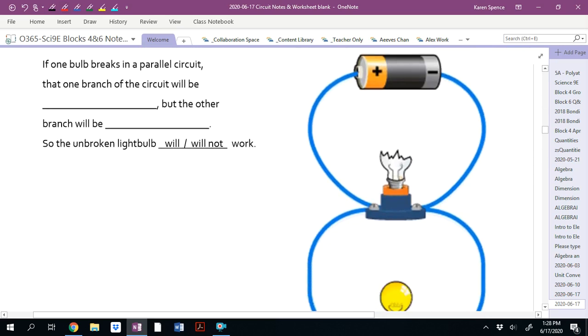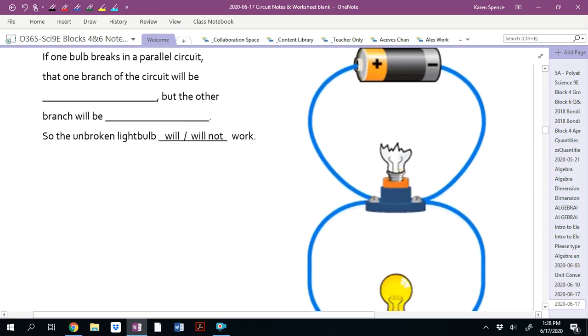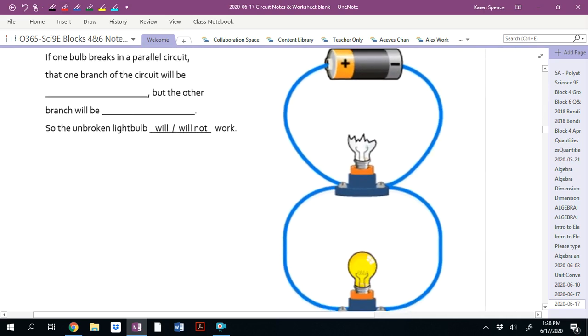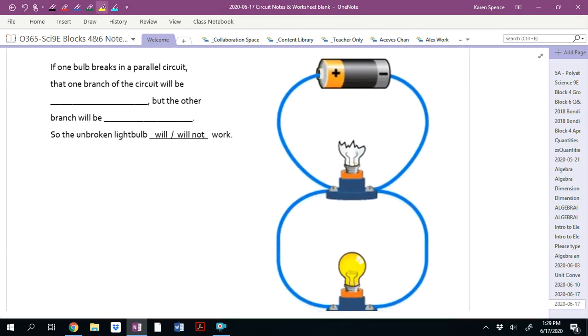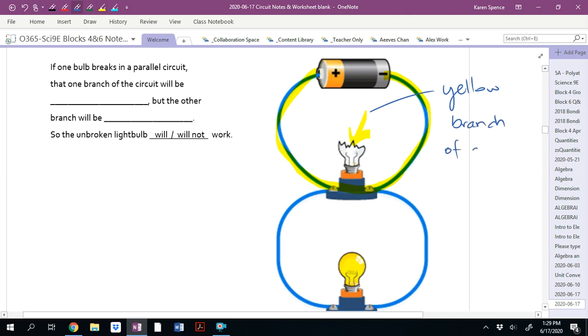If we have a parallel circuit, however, and we have one branch of the circuit, remember, this was the yellow branch. Oh, and you know what? That yellow branch is broken. The yellow branch of the circuit is open. It's broken. So the current cannot go through there.